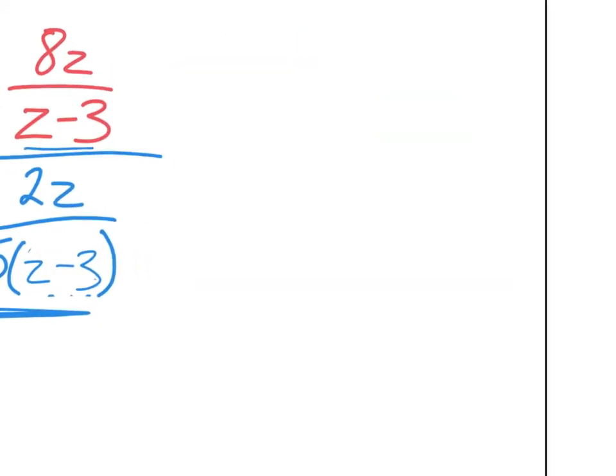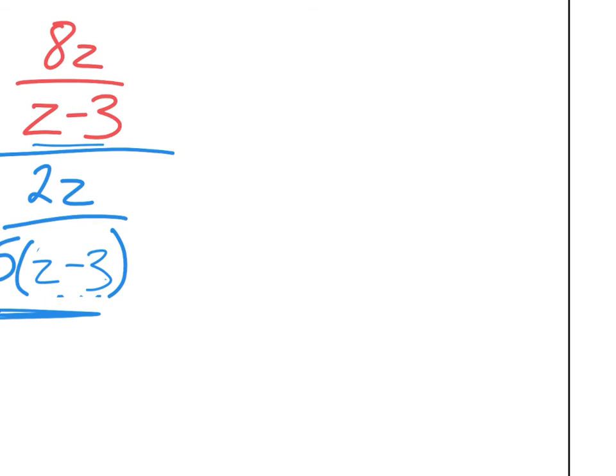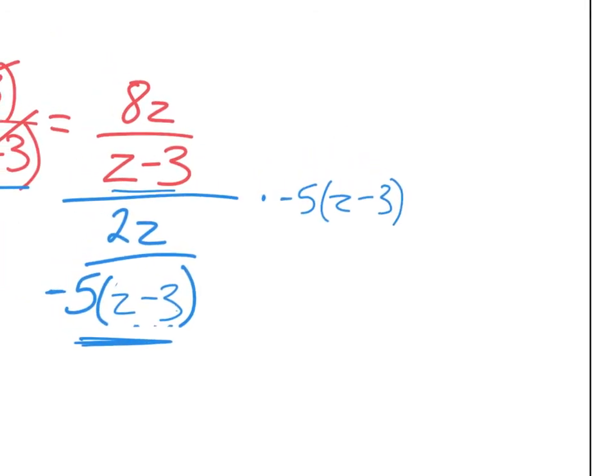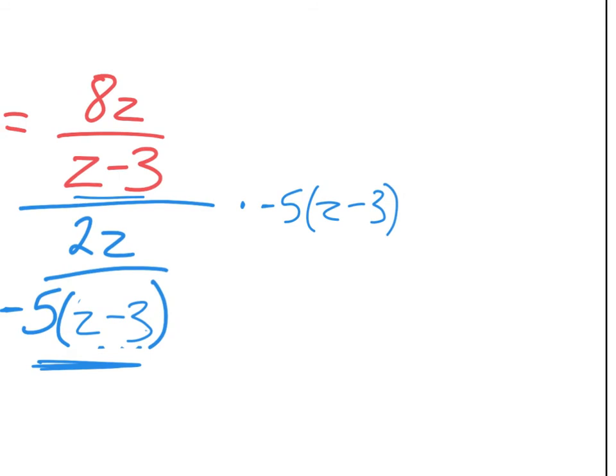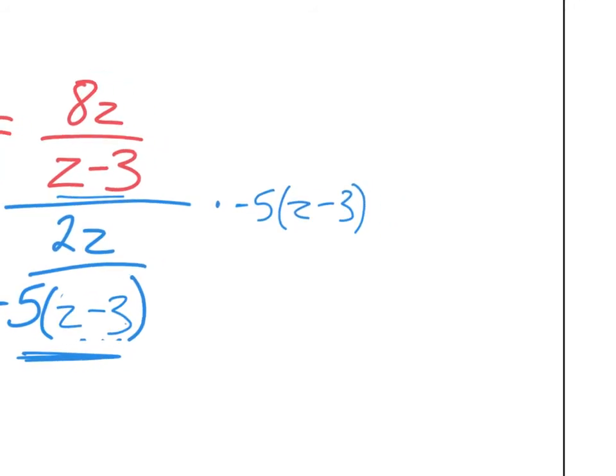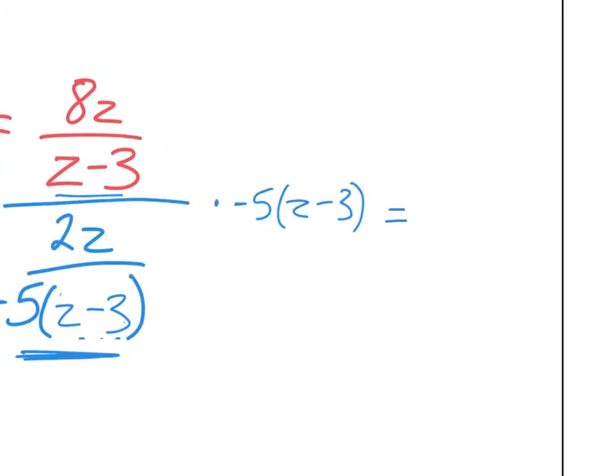So now, what would be my common denominator? Z minus 3 and -5. Yep, gotta have both. So -5 times z minus 3. Okay, so now we divide -5 times z minus 3 by z minus 3. What's going to be left? Just the -5, so I'm going to multiply by that on top. What is 8z times -5? -40z.